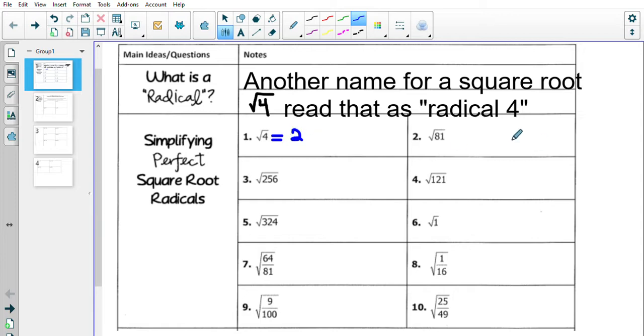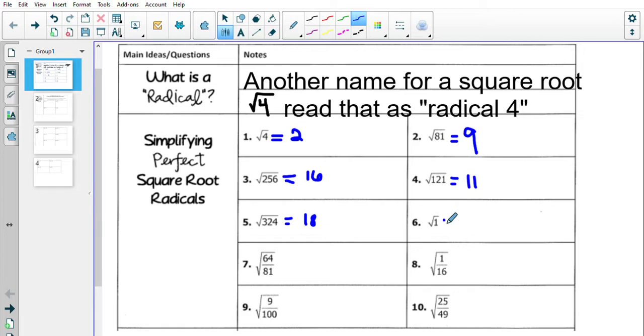Once I take the square root, that radical goes away. So when I look at radical 81, I think what number squared gives me 81? That's 9. For 256, you can type this into your calculator if you need to. Use Desmos. The square root of 256 is 16. 121, you should know that one pretty easily. That gives us 11. 324, you might not know that one. That actually is 18 squared.